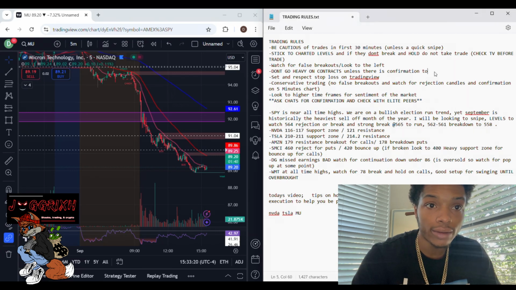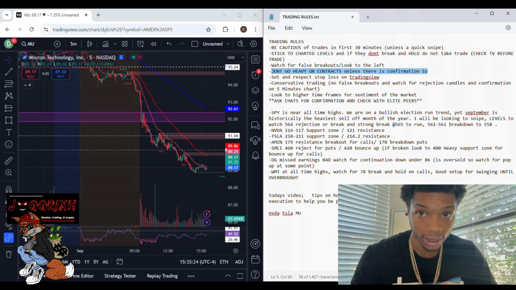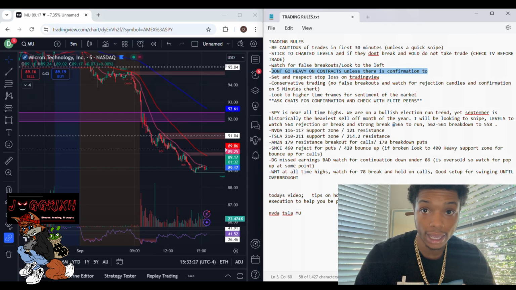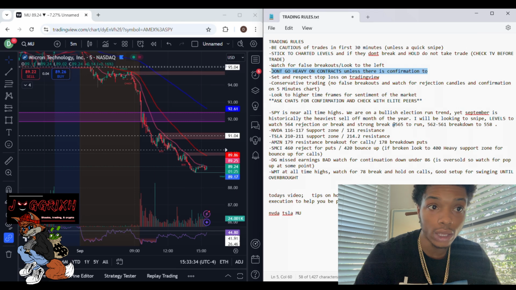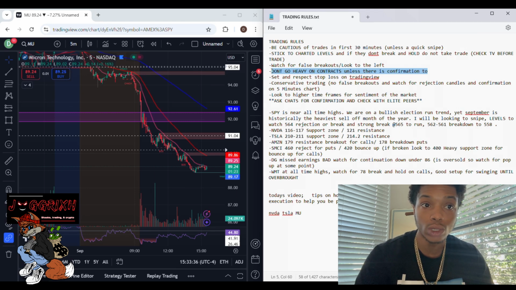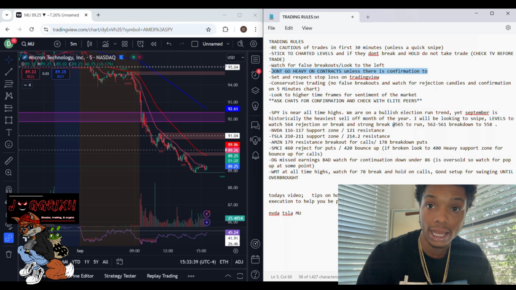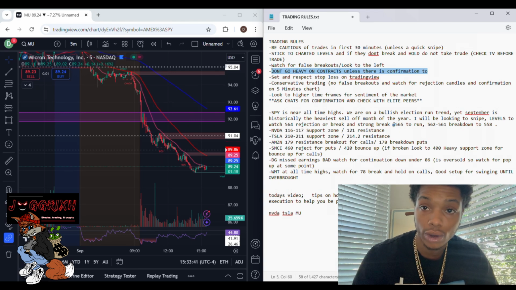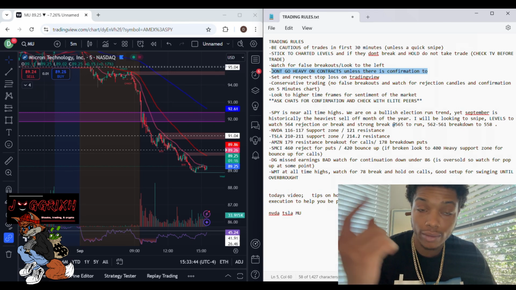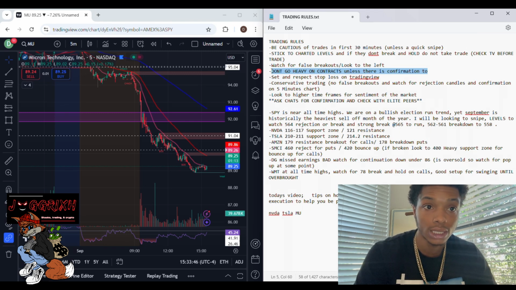The next one I have on my list is don't go too heavy on contracts unless there is confirmation to. So this is scaling in a trade. When it hits your first key level and breaks it, you get one contract. Then you wait to see if it goes back and retests that level, then rejects heavy off of it if you're buying puts, or bounces up heavy off of it if you're buying calls. So you never want to over leverage your hard-earned money until there is confirmation to.